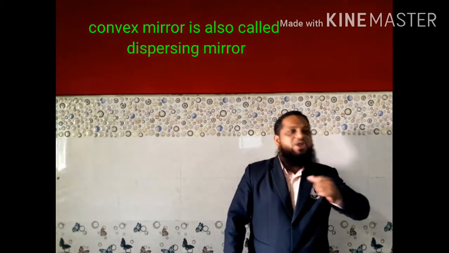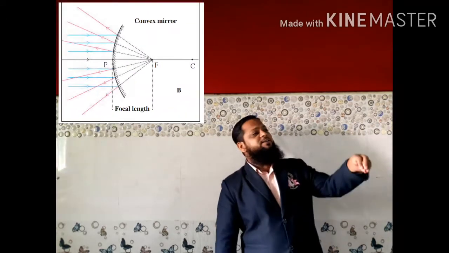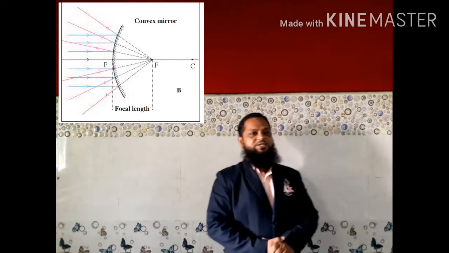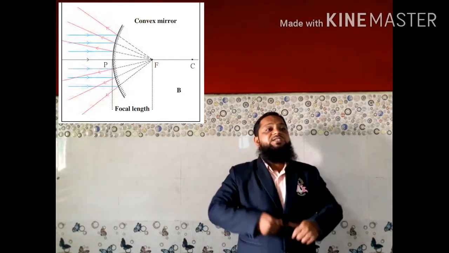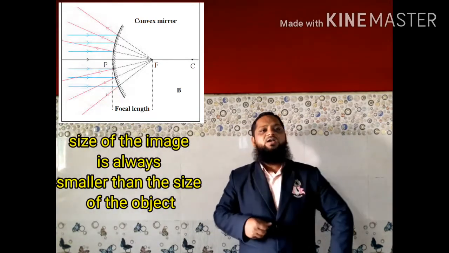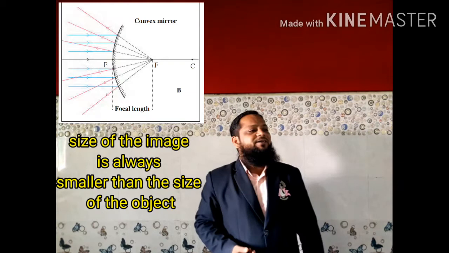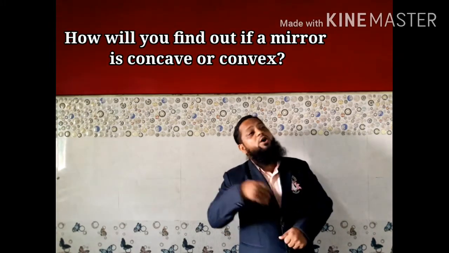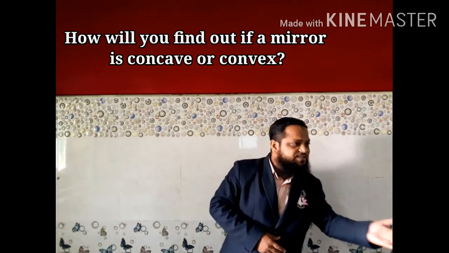A convex mirror is also called a dispersing mirror. This is because, as shown in the figure, parallel incident rays get dispersed after reflection in this mirror. The size of the image produced by the mirror is always smaller than the size of the object. How will you find out if a mirror is concave or convex?